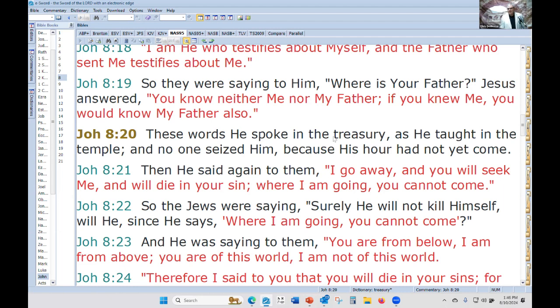But nobody seized him because his hour had not yet come. So it seems like they were mad enough to take him out. They were already mad enough because he healed somebody on the Sabbath, right? And that kept coming up. That stuck in their craw. They wanted him taken out because of that. And now here he is saying, you don't even know the Father. They probably just want to take him out.